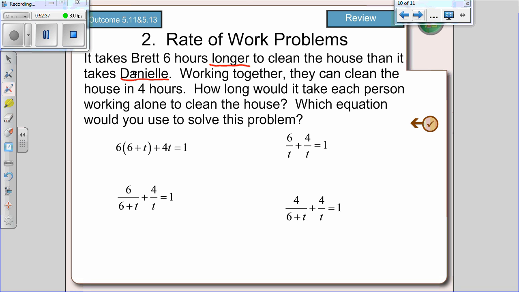So, how long does it take Danielle to clean the house? We don't know. Danielle takes T amount of time to clean the house. How long does it take Brett to clean the house? Brett is equal to T plus 6, 6 hours longer than Danielle.